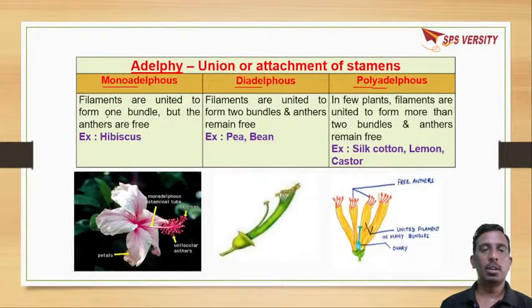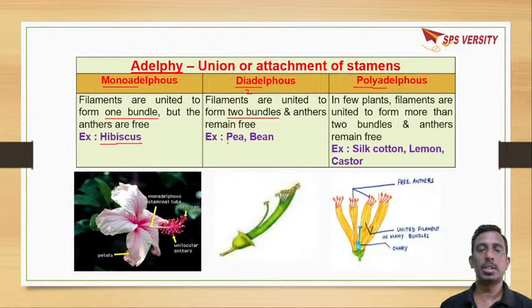इसमें एक ही बंडल ऑफ स्टेमन्स रहता, पूरा फ्लावर में एक बंडल ऑफ स्टेमन्स. That means the filaments will fuse, anthers will be free. Hibiscus. Di means two. इसमें दो bundles of stamens रहता.